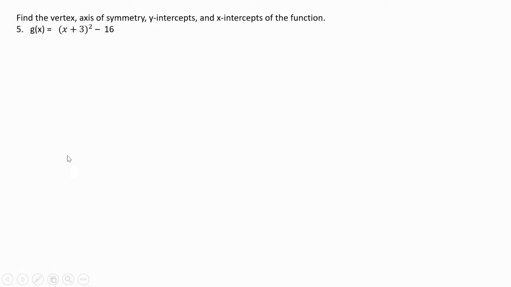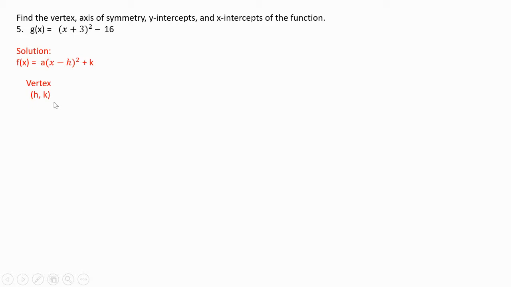Okay, now number 5 is another form, right? But now this is called vertex form or standard form. It depends on the author. At times, they call this vertex form. So again, they want you to find the vertex, axis of symmetry, y-intercept, and x-intercepts of the function. So on this one, what's visual? You guys should know 3 things just by looking at the function.